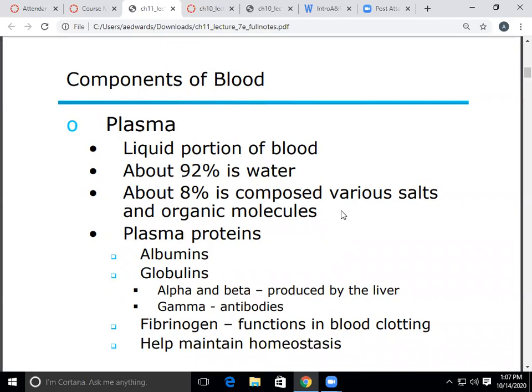Okay. So some of the plasma proteins include albumins, globulins. You have alpha globulin and beta globulin. These are made in the liver. You also have gamma globulin. Okay, helps you with antibodies. So you also have fibrinogen. Okay, helps you form your blood clots. So you get fibrous tissue that forms the clot. Your plasma also helps you with homeostasis. Okay, some of those functions we just talked about in the previous slide.